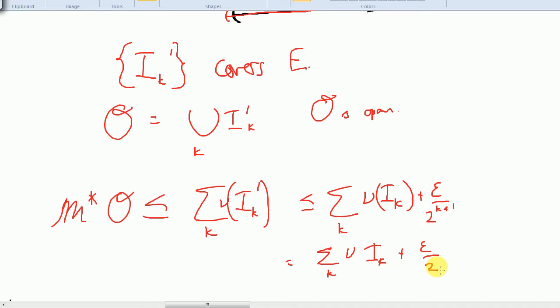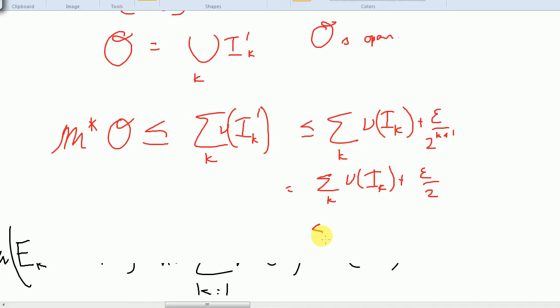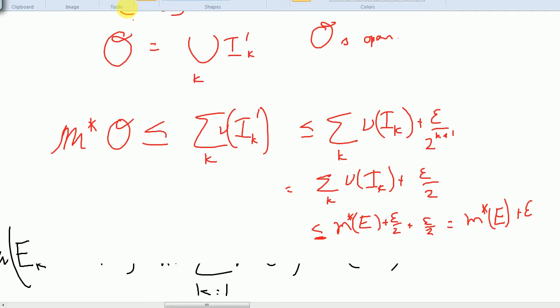Now, we already assumed that the sum of the volume of I sub k is less than or equal to the Lebesgue outer measure of E plus epsilon over 2, and now we're adding epsilon over 2 to that again, and what we end up getting is the Lebesgue outer measure of E plus epsilon. And I think we actually specified that this would be strictly less than, so we'll make this inequality strict here. Okay, so that shows that this theorem is true. So I can go ahead and draw my little box here. Hooray. I love true theorems.